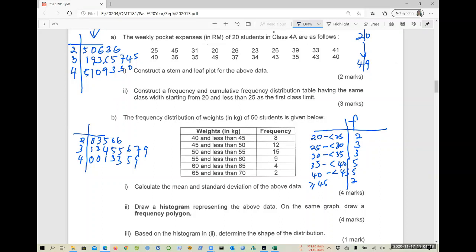To find the cumulative frequency, you need the cumulative value. So this one will be 2, 5, 8, and then 13, 18, 20. So how to draw this? Using the lower band value, that is 20, until the higher value, that is 45, right? So I will show you the graph over here.